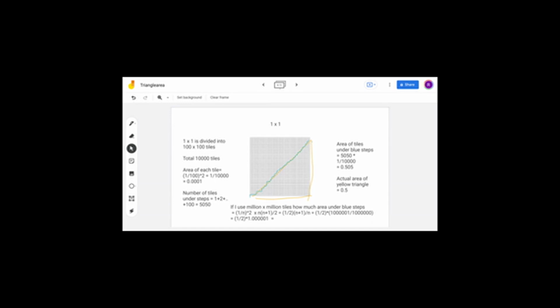So 10 to the power of 12. 10 to the power of 12, sir. 10 to the power of 6, sir. Who said 10 to the power 6? How did you get 10 to the power 6? So it will be 10 to the power 12.